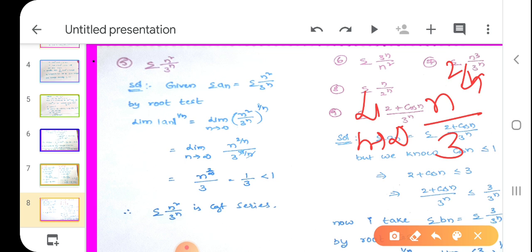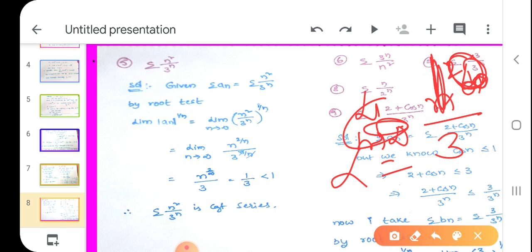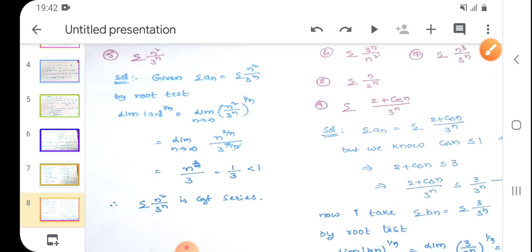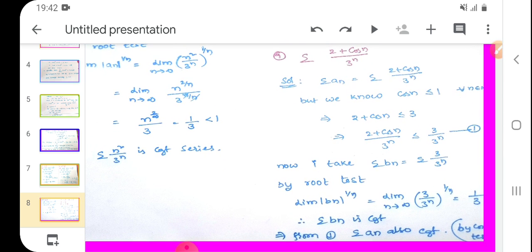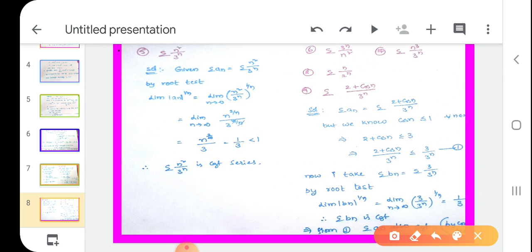First I put infinity in the power. So 2 by infinity means 0. n power 0 means 1. What is the value of alpha here? 1/3, which is less than 1. So the given series is convergent. Next, see here. Similarly, you do these problems.